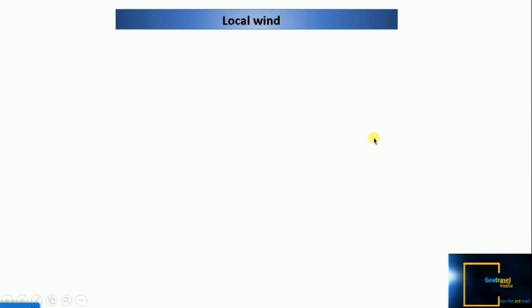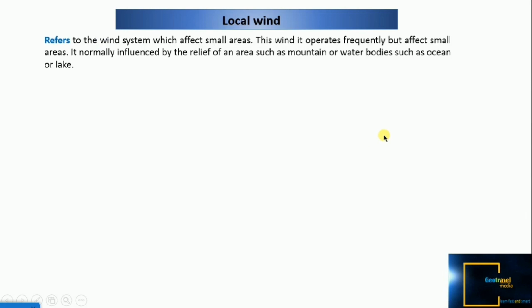Another type of wind system is local winds. Local winds refer to the wind systems which affect a small area. These winds operate frequently but affect a small area. They are normally influenced by the relief of an area, such as mountains, or water bodies, such as ocean or lake.